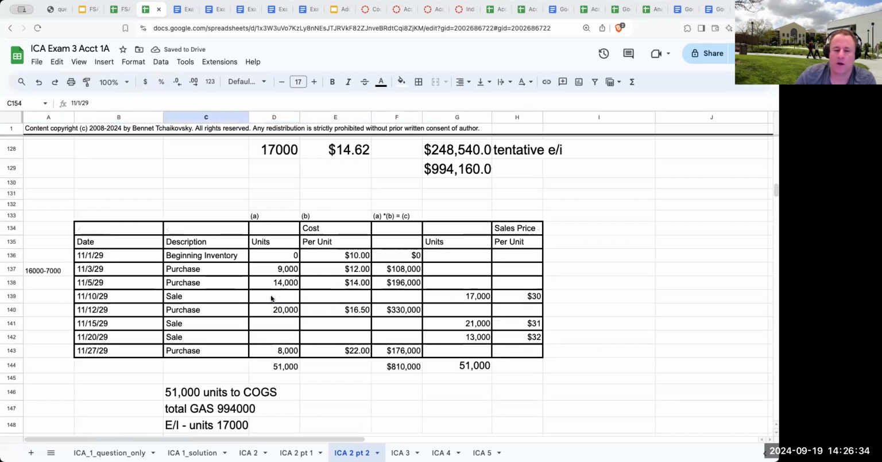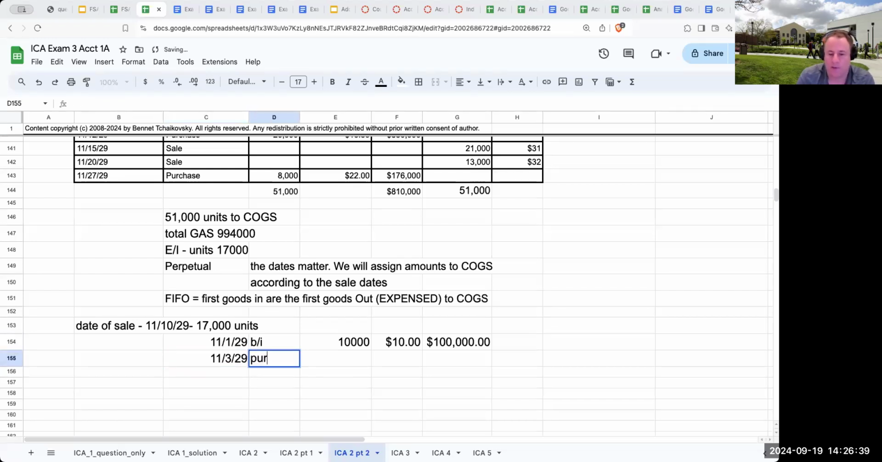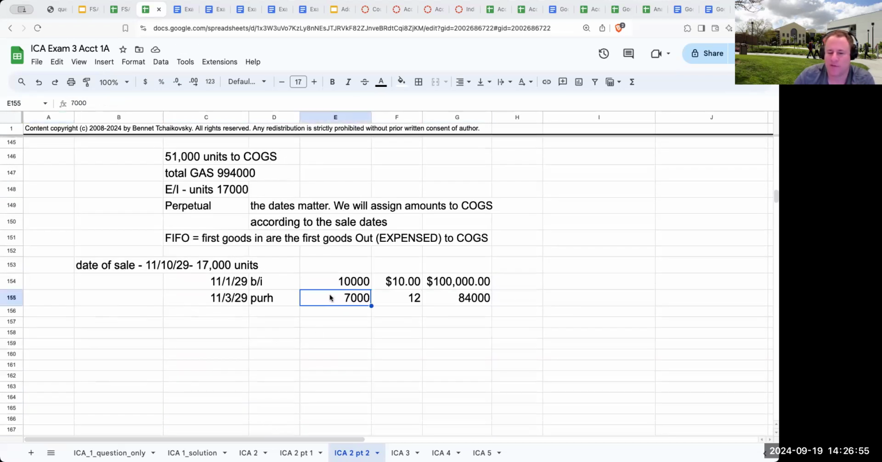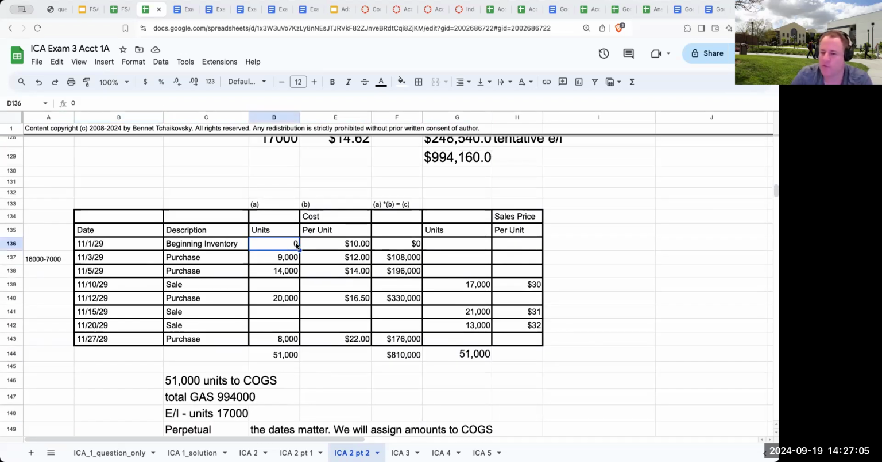So I'm going to take on 11/3/29, basically my purchase. I'm going to take 7,000 units at $12 per unit, for a total of 84,000. This was 16. I removed 7. Why did I remove 7? When I'm doing perpetual, I have to go by how many I went through and sold. I'm going by each individual sale date. I started here, FIFO, first in, first out, used all those up, then went to my next date of sale. Let's go to the next sale date.